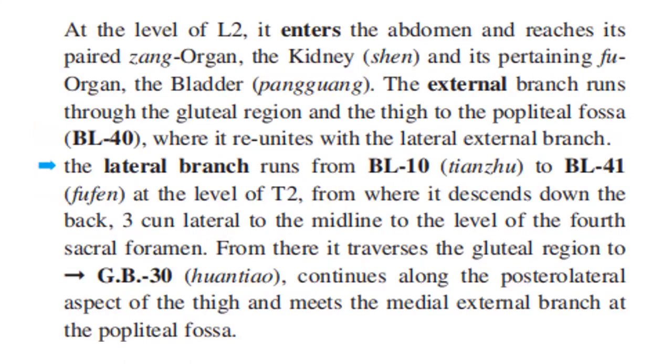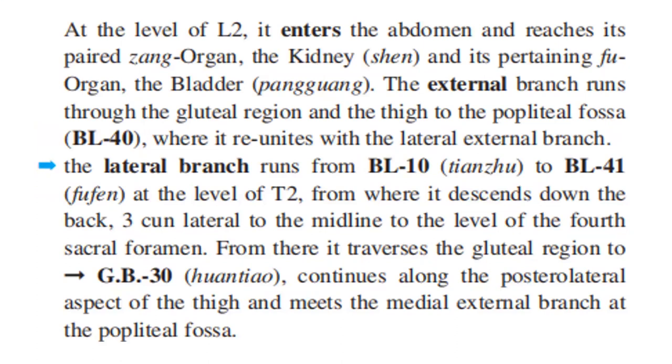At the level of L2, it enters the abdomen and reaches its paired zang organ, the kidney, containing its own organ, the bladder. The external branch runs through the gluteal region and the thigh to the popliteal fossa, bladder 40, where it reunites with the lateral external branch.